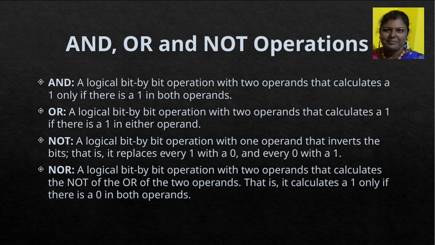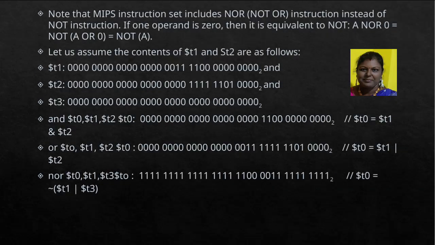Let's talk about the MIPS instruction set and its use of the NOR instruction instead of a direct NOT. NOR combines NOT and OR, so if one operand is 0, NOR acts just like NOT. For example, A NOR 0 is the same as NOT A. Here, we have some example values in registers T1, T2, and T3. When we AND T1 and T2, the result goes into T0. Same with OR. And when we NOR T1 and T3, T0 holds the bitwise negation of their OR. It's a clever way to simplify operations.